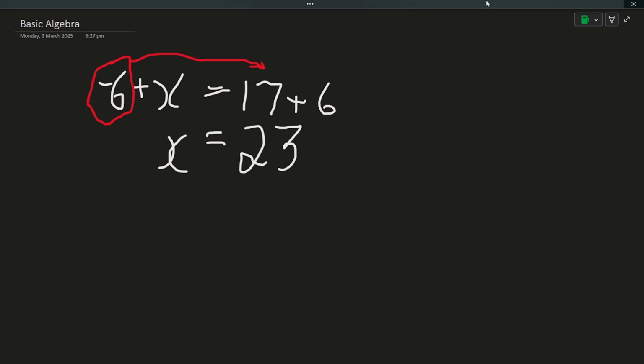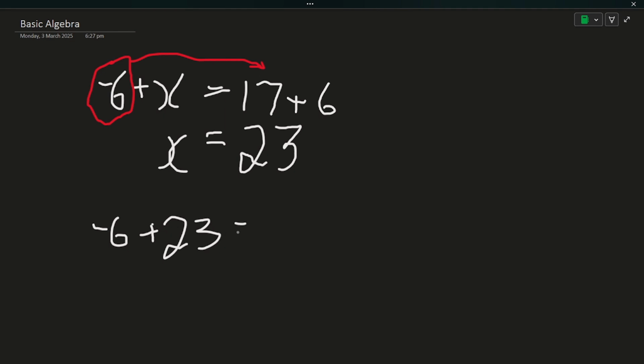Whoever got this answer, congratulations, you are a genius in this. Now, continuing on, we could also double check this. Let me do you guys a favor and double check this. I don't know if people have touched on a negative number yet, but it is important to at least know the basics of it. So negative 6 plus 23, big number, I know, is equal to 17.